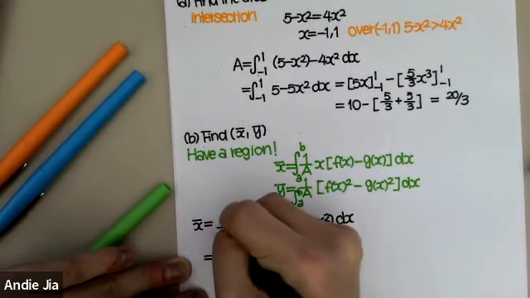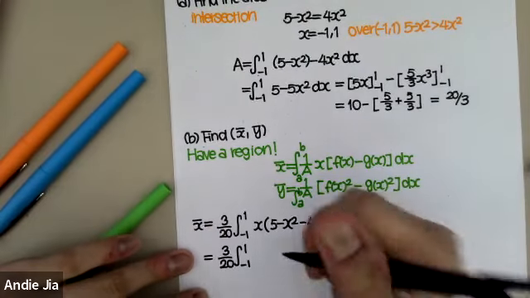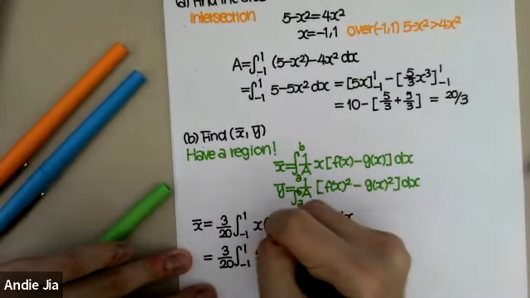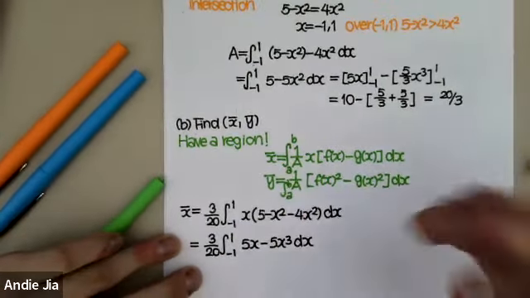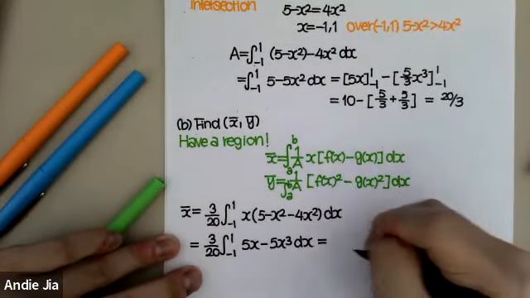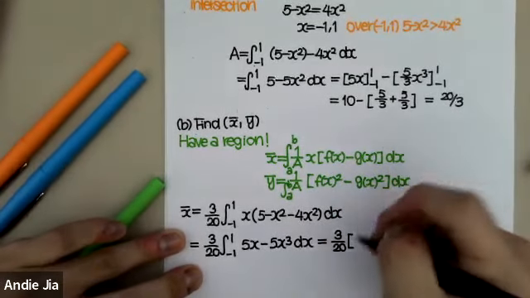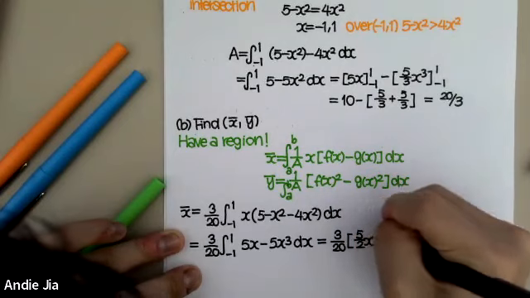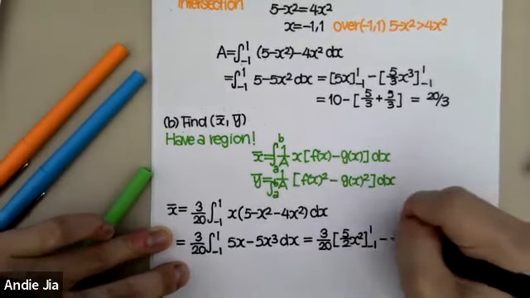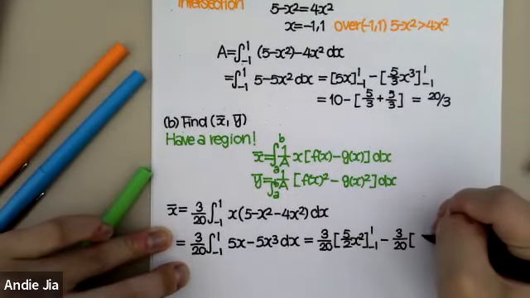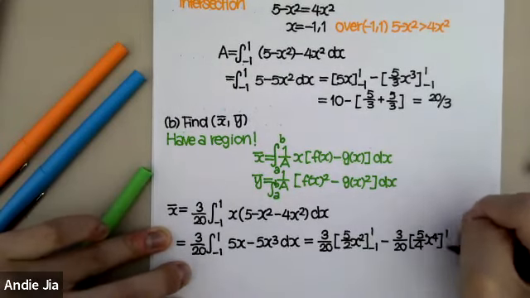So it's going to be 3 over 20, from negative 1 to 1. So it's going to be 5x minus 5x cubed, dx. And we evaluate this integral, and we're going to get something like this: 5 over 2 x squared from negative 1 to 1, then minus 3 over 20 times 5 over 4 x to the 4th, from negative 1 to 1.